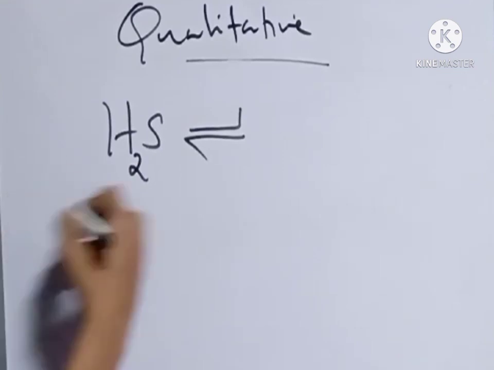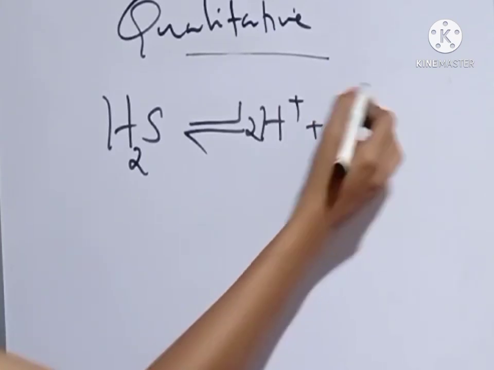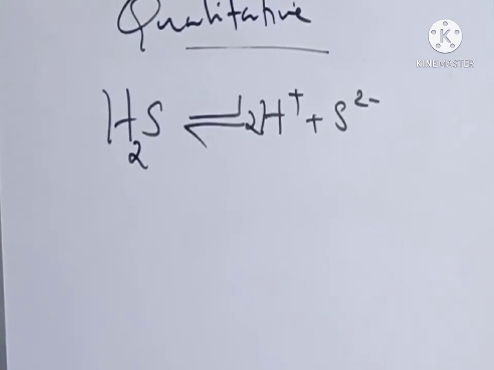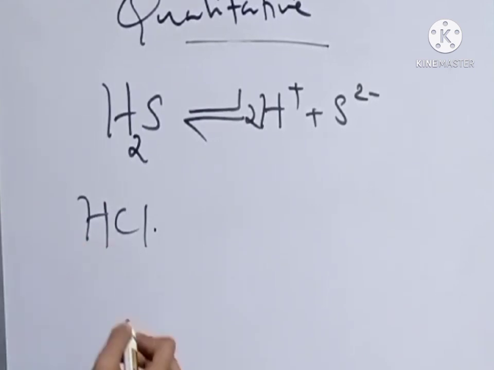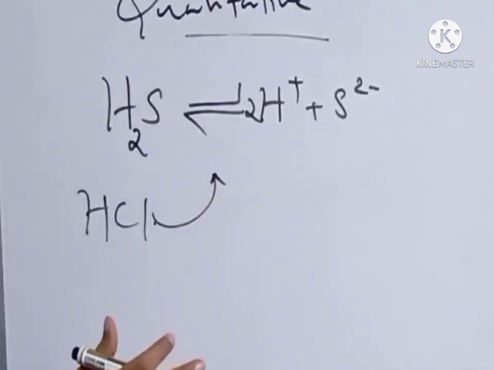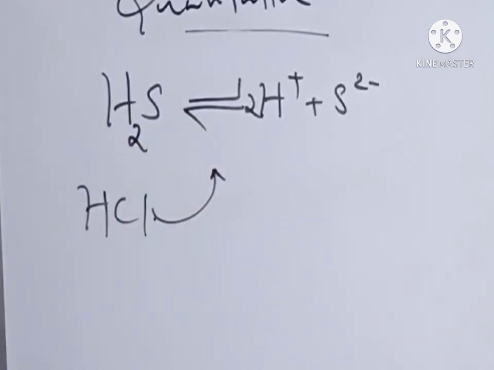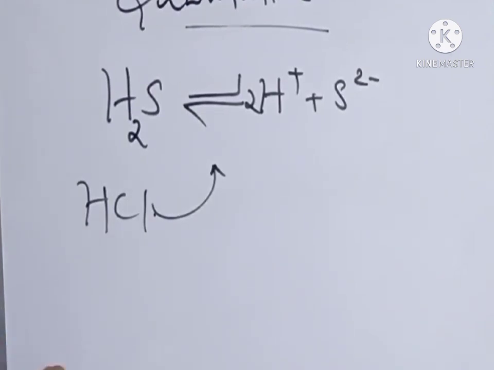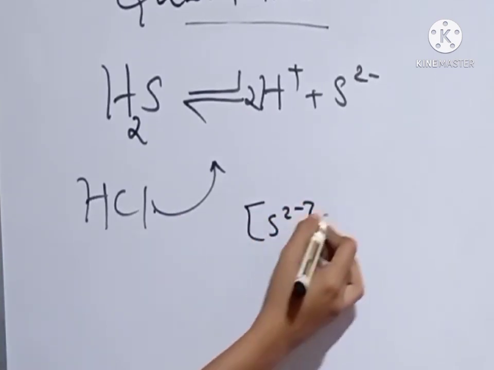Since H2S is a weak electrolyte, it dissociates as 2H+ and S2-. The dissociation is very feeble. So when we add a strong electrolyte, dilute hydrochloric acid, to H2S, the dissociation is already weak, and in addition we added hydrochloric acid to it. So the dissociation becomes even weaker. So the concentration of sulfide ions is very low.